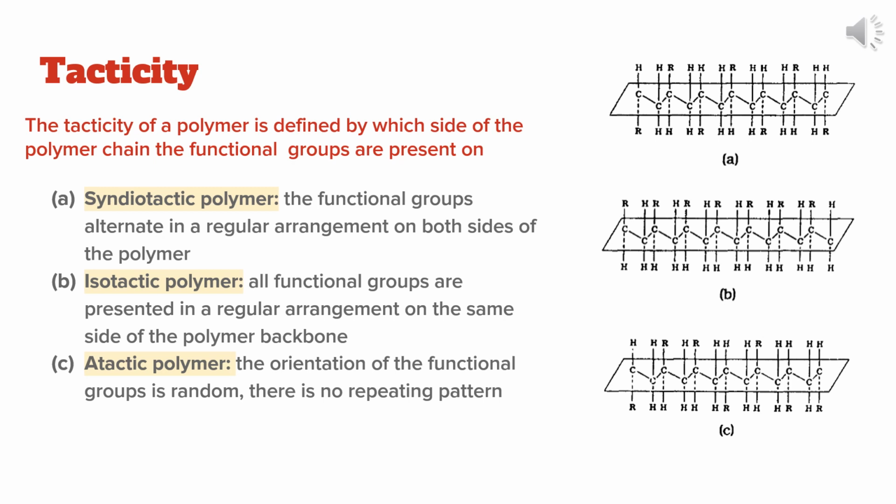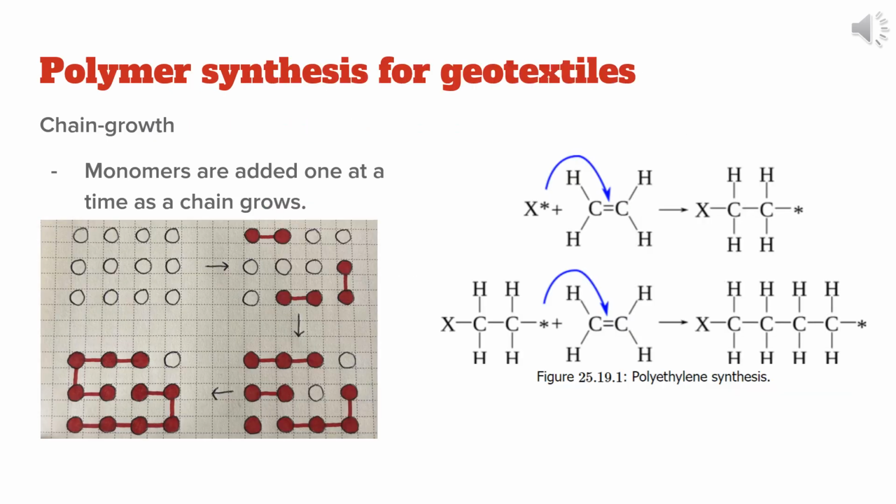Therefore, an increase in the degree of crystallinity directly correlates to an increase in stiffness and tensile strength, hardness and softening point, and a decrease in permeability. Monomers are added one at a time as a chain grows during chain growth polymerization. The polyethylene layer can be used as a geotextile because of its high density. This means it is suitable to be used as protection and drainage for underground walls and foundations.